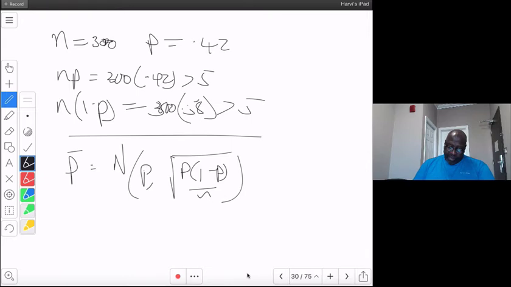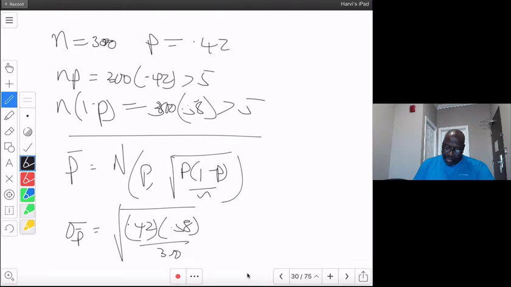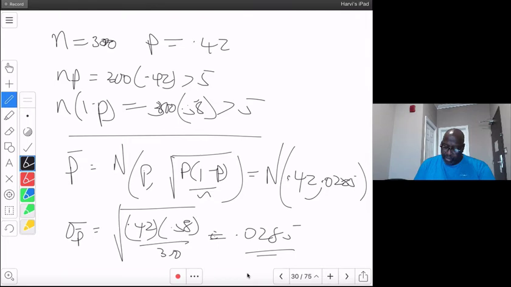We could actually figure out what those values are. We already know that P is equal to 0.42. So let's find sigma P bar. Sigma P bar is the square root of 0.42 times 0.58 over 300, which turns out to be 0.0285, if you use 4 decimal places. So we know what P is, and we know what sigma P bar is, and so therefore this would be 0.42, 0.0285. So that's the distribution right here.